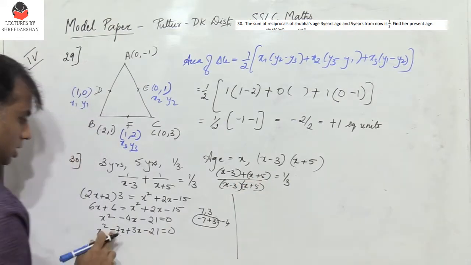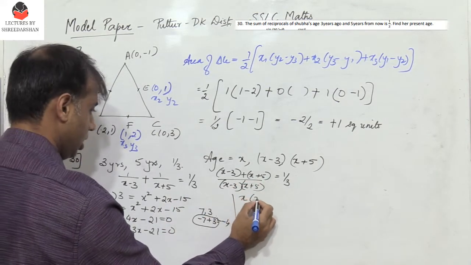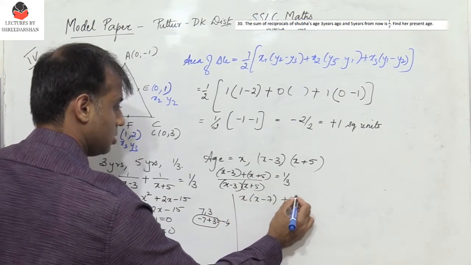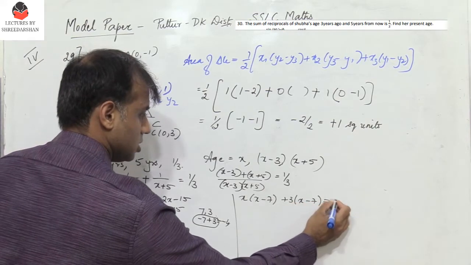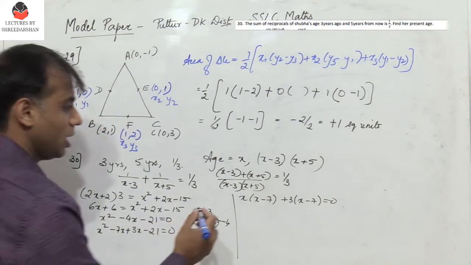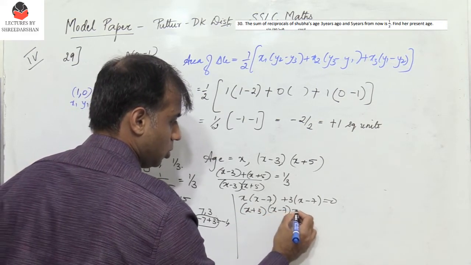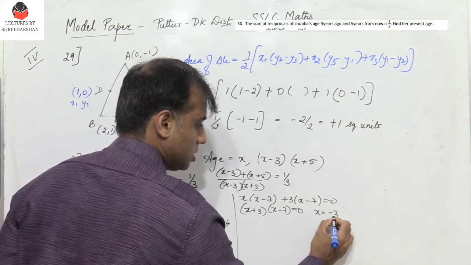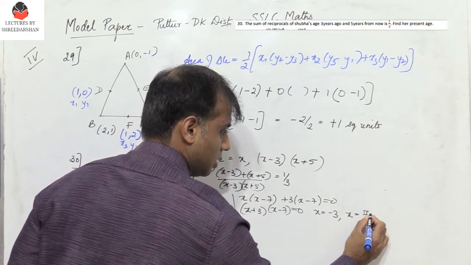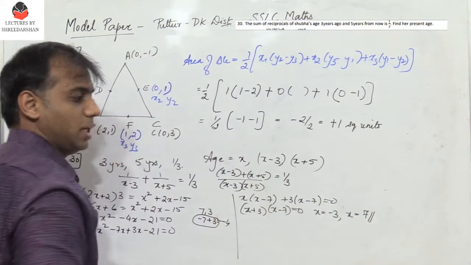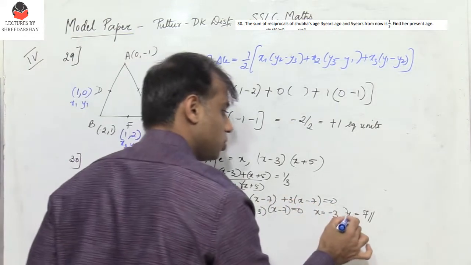So let me continue here. So I have x into (x minus 7) plus 3 into (x minus 7) equals 0. So what do I have? I have (x plus 3) into (x minus 7) equals 0. So x equals minus 3 or x equals 7. So the age cannot be negative. So the current age of Shubha is 7.